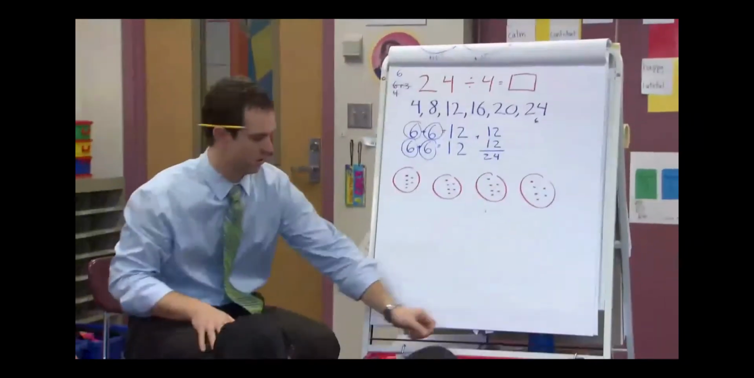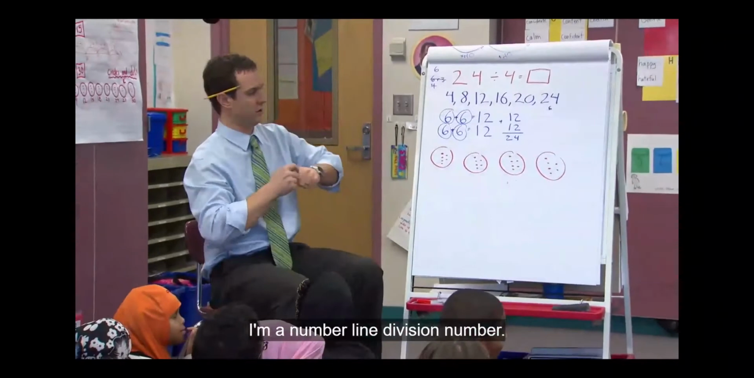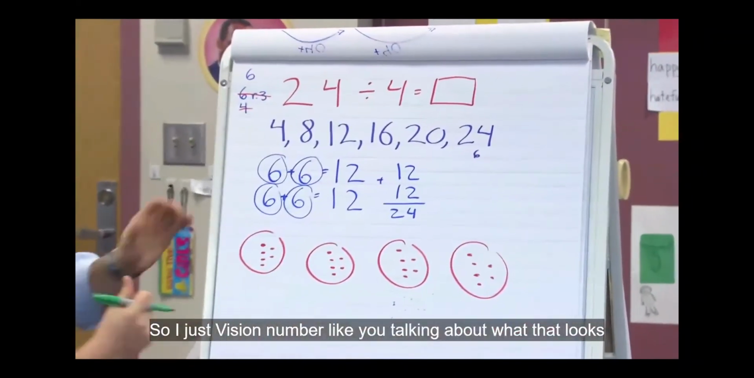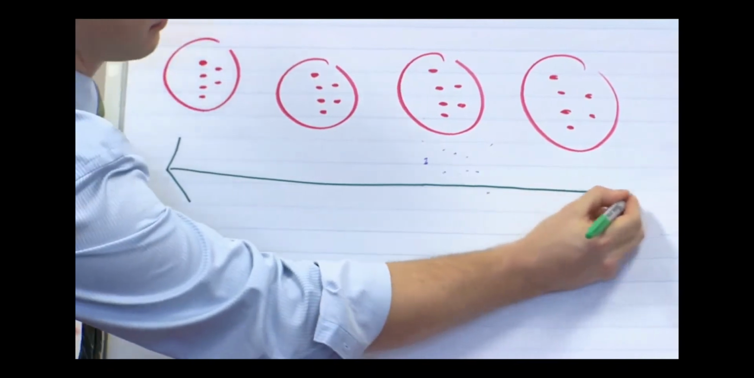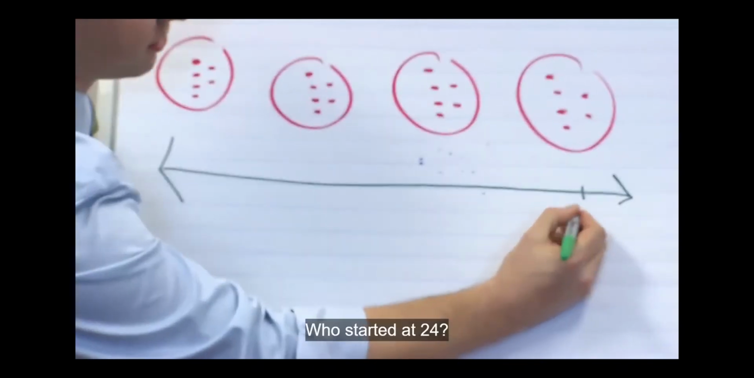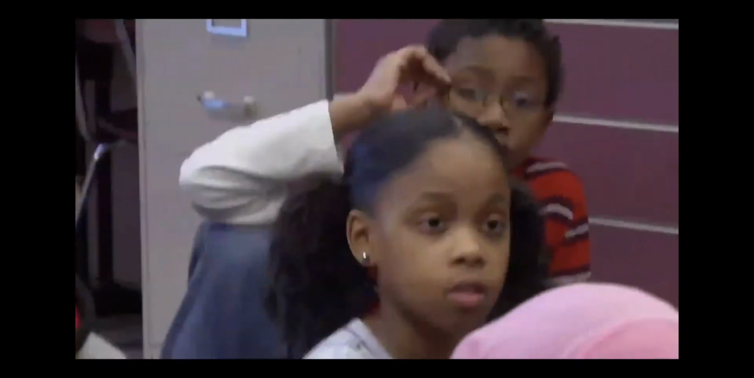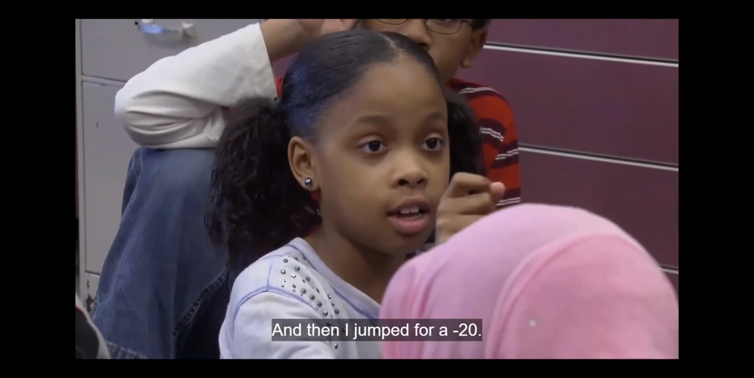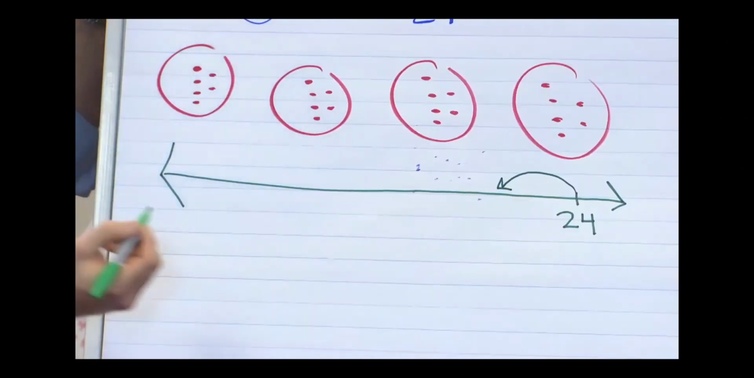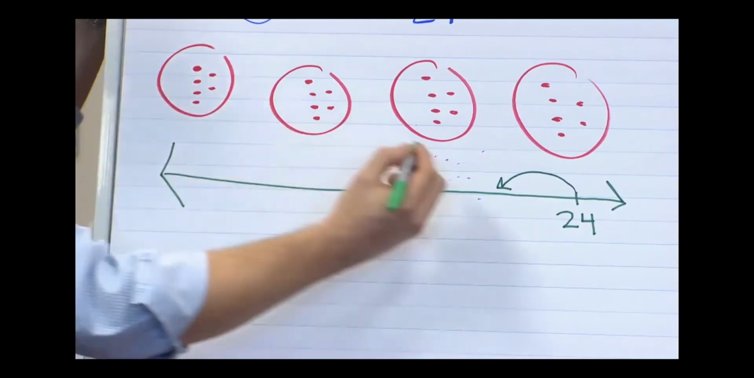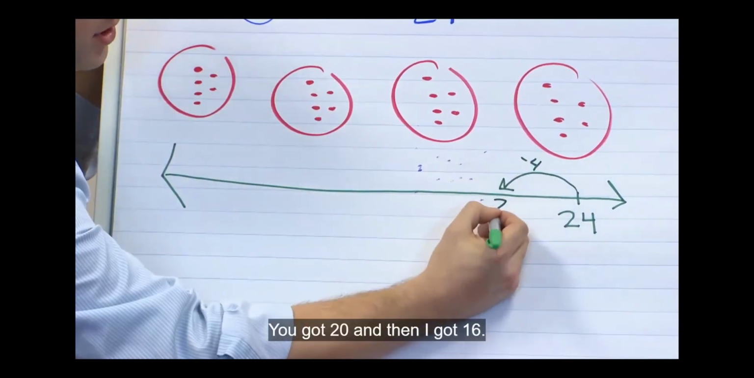Layla? I solved it on a number line, a division number line. So a division number line. Can you talk to me about what that looks like? You start with 24. So you started at 24, and then I jumped 4, and that got me to 20. How much did you jump backwards? 4. You got 20.